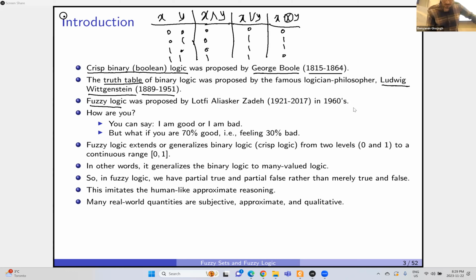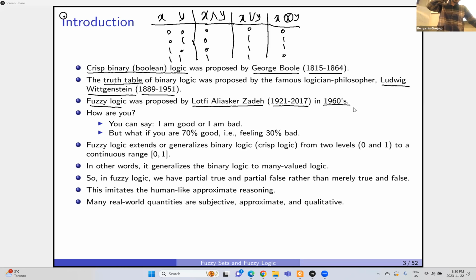was proposed by Lotfi Aliasker Zadeh. He was alive from 1921 until 2017. He passed away several years ago. It was proposed in the 1960s. It's a bit old. Who is Lotfi Aliasker Zadeh?